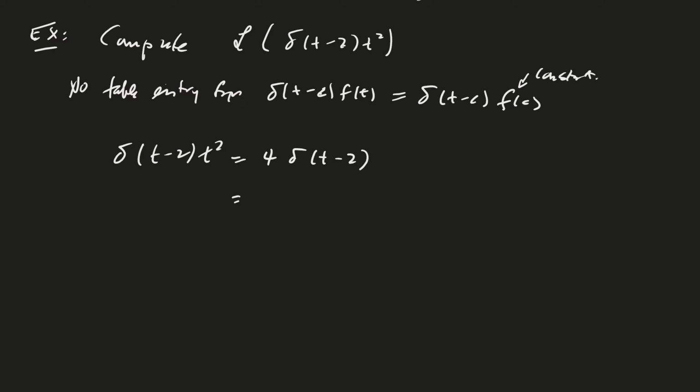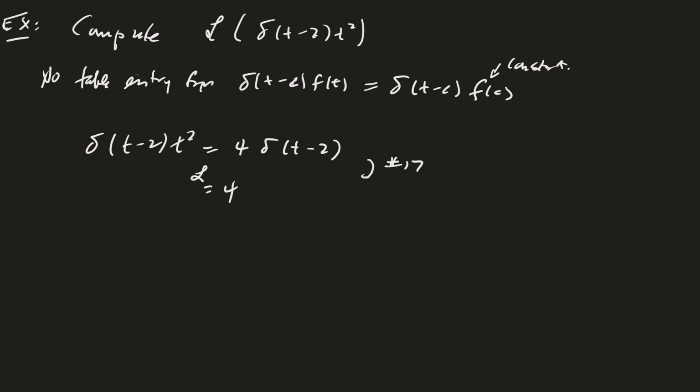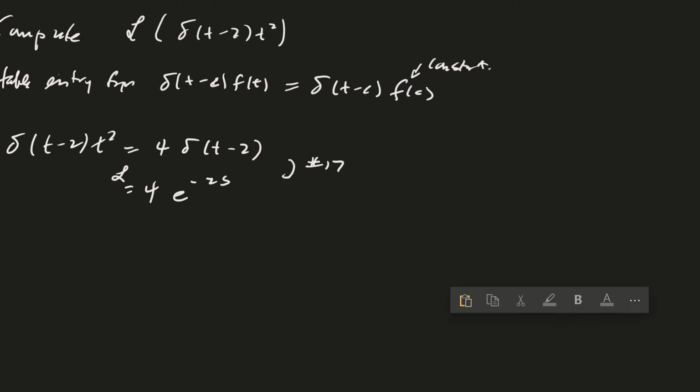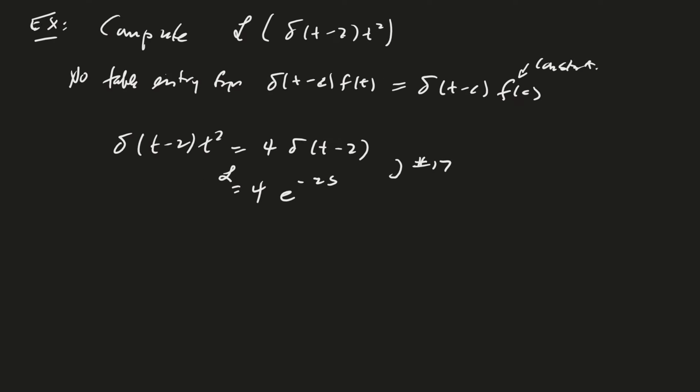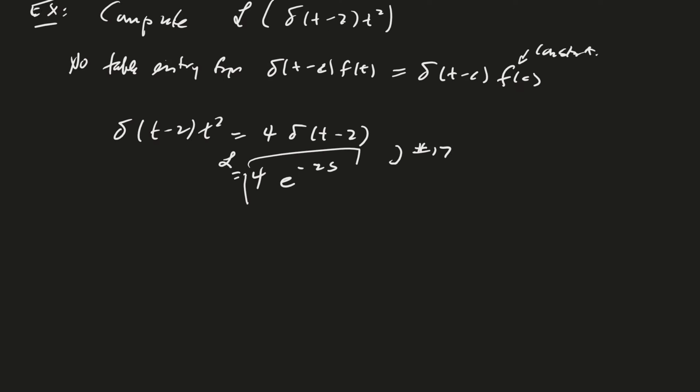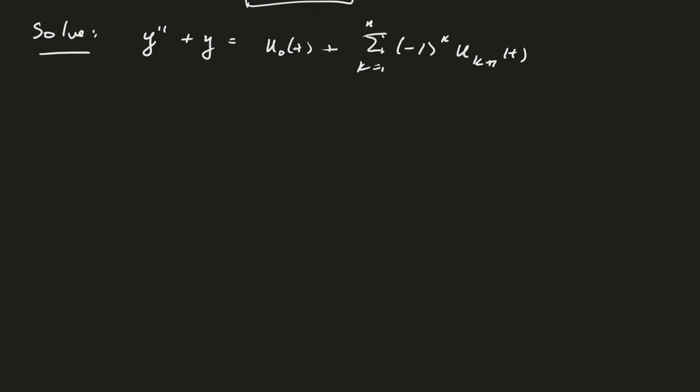Good. And so therefore the Laplace transform will be 4 times, now I can use the table, that's table entry number 17. And so that's going to be e to the minus 2s. Good. So that is my answer, 4 e to the minus 2s. Okay, so I'll pause again and write the next question.